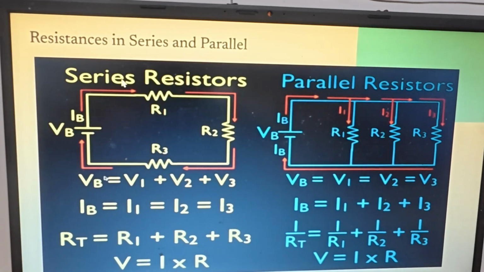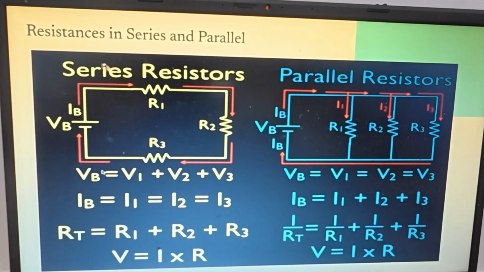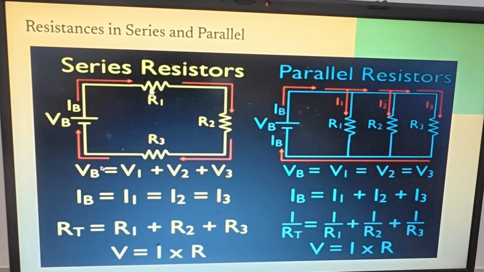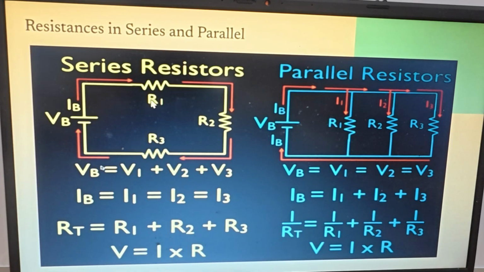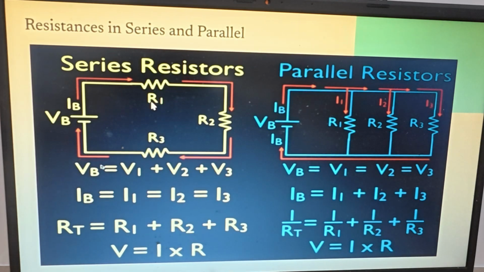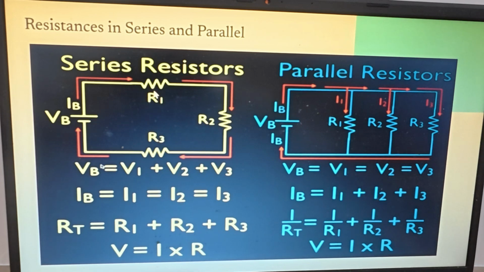Now let's talk about resistors. Resistors are these squiggly lines. They're called resistors. And the symbols used for them are R, R sub 1, R sub 2, R sub 3. So these squiggly lines are resistances.